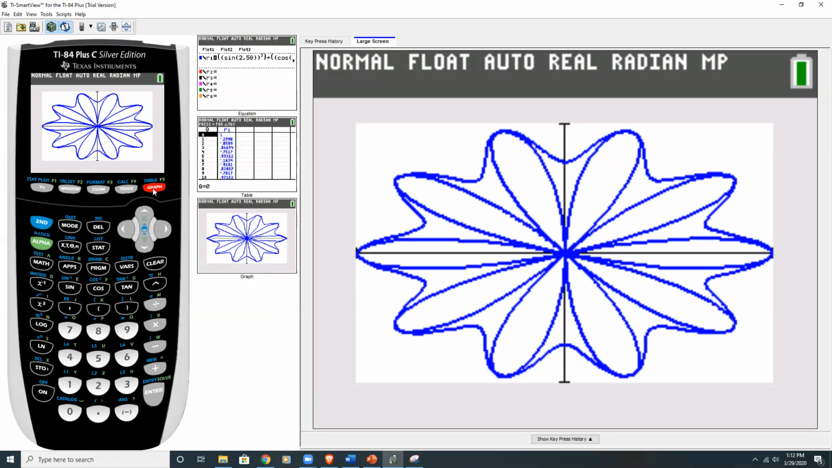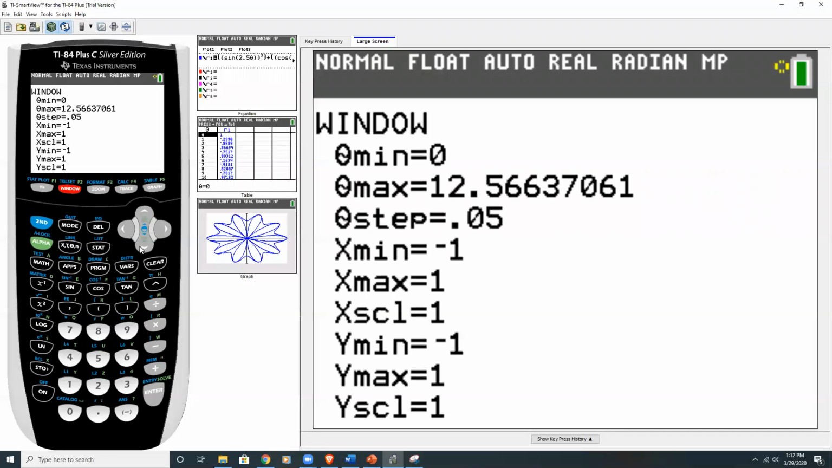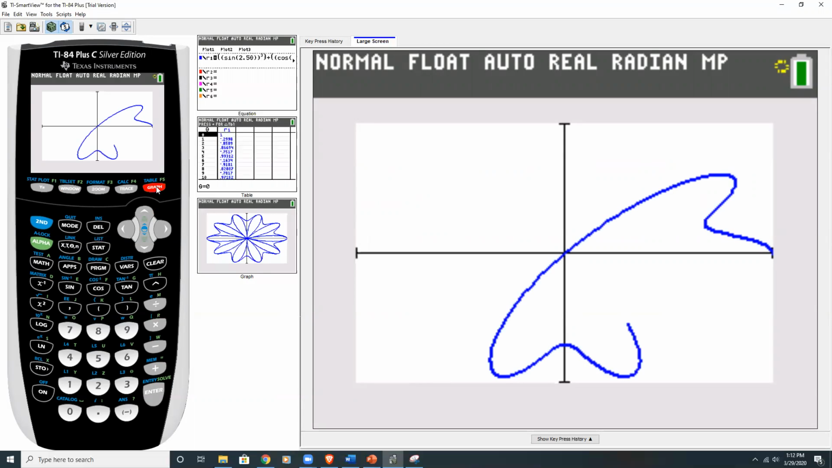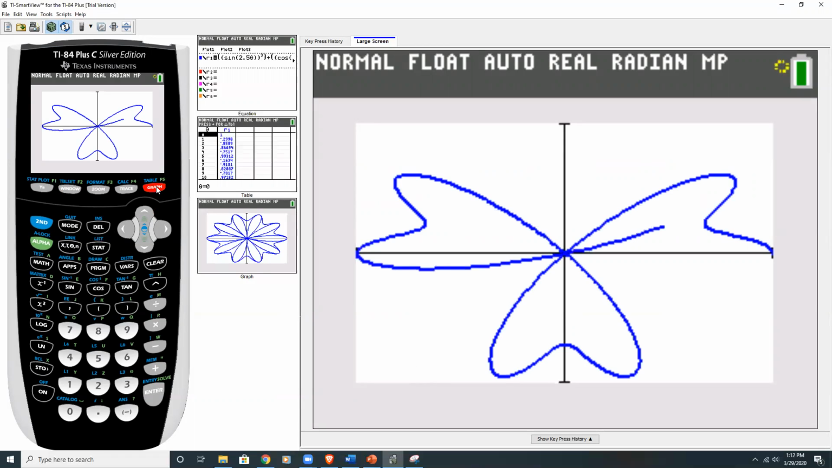So of course, like we saw with parametric, if I make my theta step even smaller, it should be even curvier. Let's find out. Yep, and of course it's slower because it's having to calculate a whole lot more points in order to draw that curve for you, but it is smoother overall. So this is probably going to take several seconds. You can become mesmerized by the screen, but you get the idea.